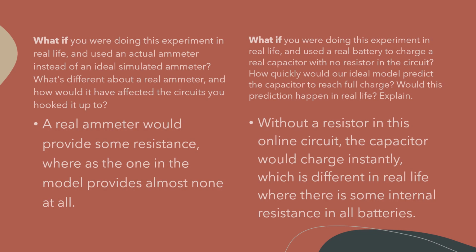This question asks the difference between an actual ammeter and the one we use in our model. Well, a real ammeter would provide some resistance, whereas the one in the model provided almost none, which would change the outcome of this lab. Our second question asks the same, but with a battery, and how things would change. Without a resistor in this online circuit, the capacitor would charge instantly with this battery. However, in real life, batteries do have some internal resistance.